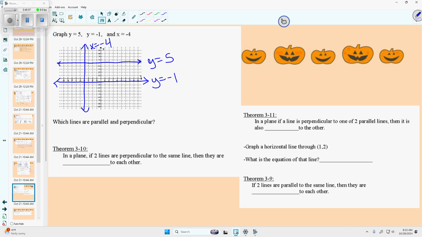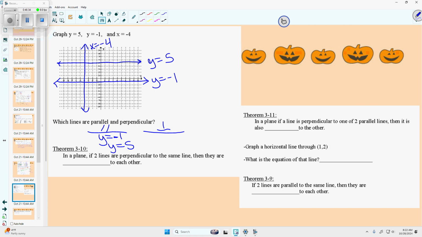All right, of the ones that you just graphed, which ones are parallel to each other? I'm looking for which lines are parallel. So y equals -1 and y equals 5 are parallel. Agreed. Which ones are perpendicular to each other? What does perpendicular mean? Show me with your arms what perpendicular is.